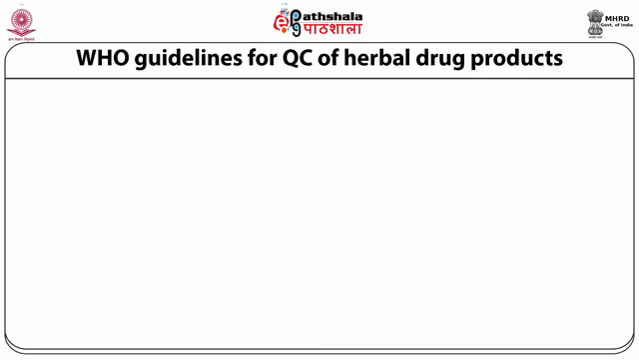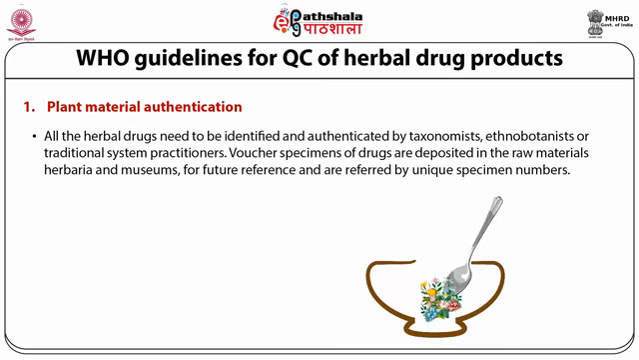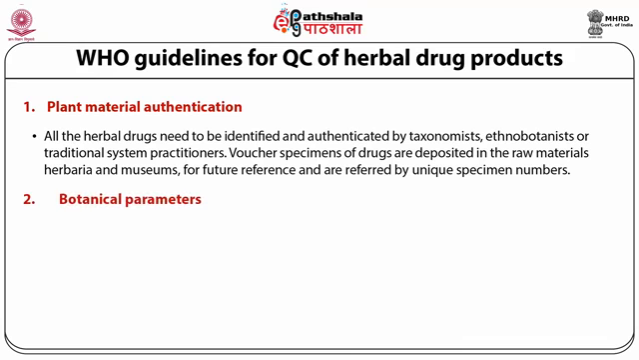The first parameter is plant material authentication. All herbal drugs need to be identified and authenticated by taxonomists, ethnobotanists, or traditional system practitioners. Voucher specimens should be deposited in the raw material museum or herbarium for future reference and referred by an unambiguous specimen number. Next follow botanical parameters.